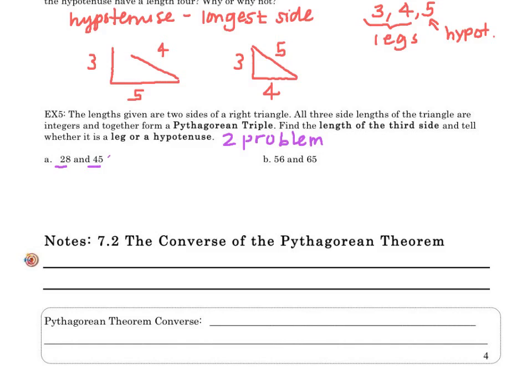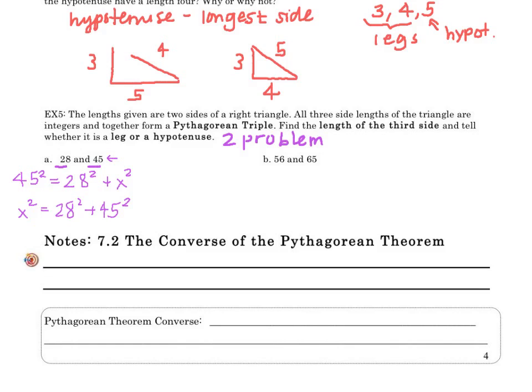Obviously, if this is going to be the hypotenuse in our first problem, I'm going to set up the unknown as a leg. So I'm going to do 45 squared. That has to be the hypotenuse since it's the bigger number. And my unknown is going to be a leg, and it's going to be x squared. So that's one problem that you have to set up. Your other problem would be your unknown as the hypotenuse. So x squared equals 28 squared plus 45 squared. And you can go ahead and do these on your calculator if you want to, since these are such big numbers.